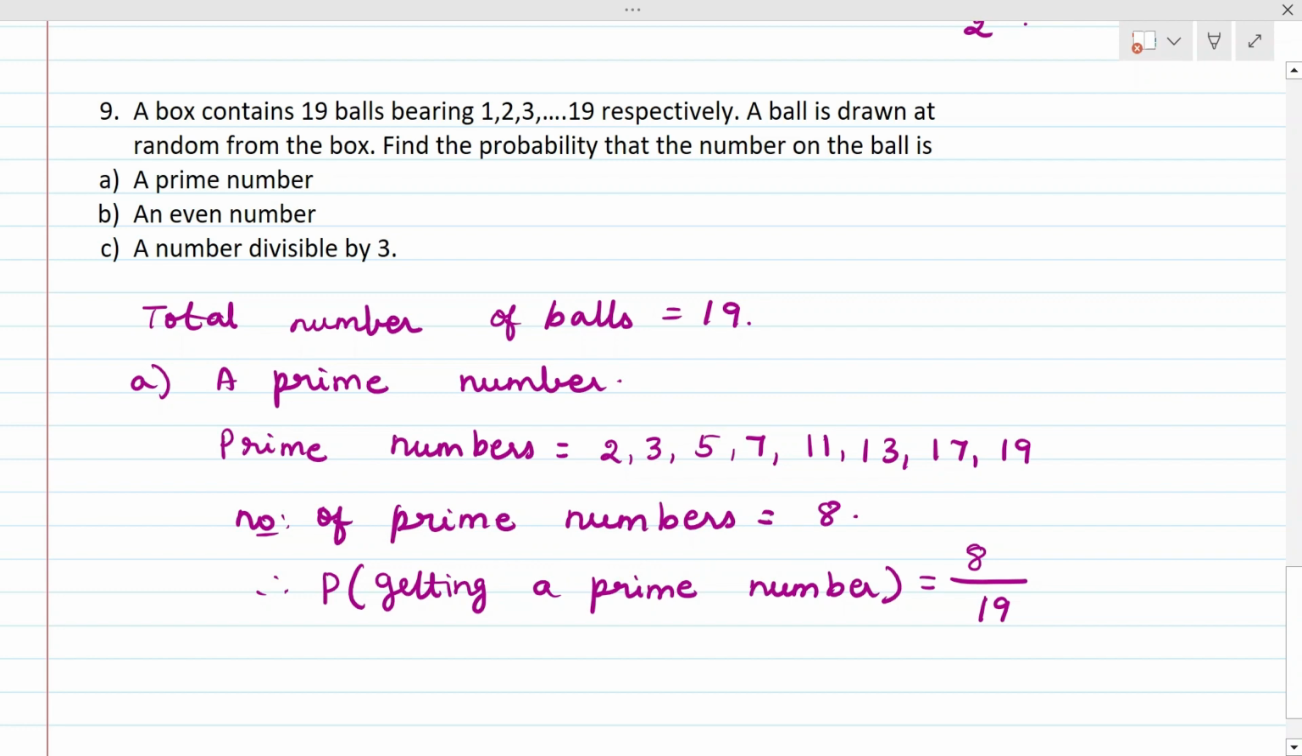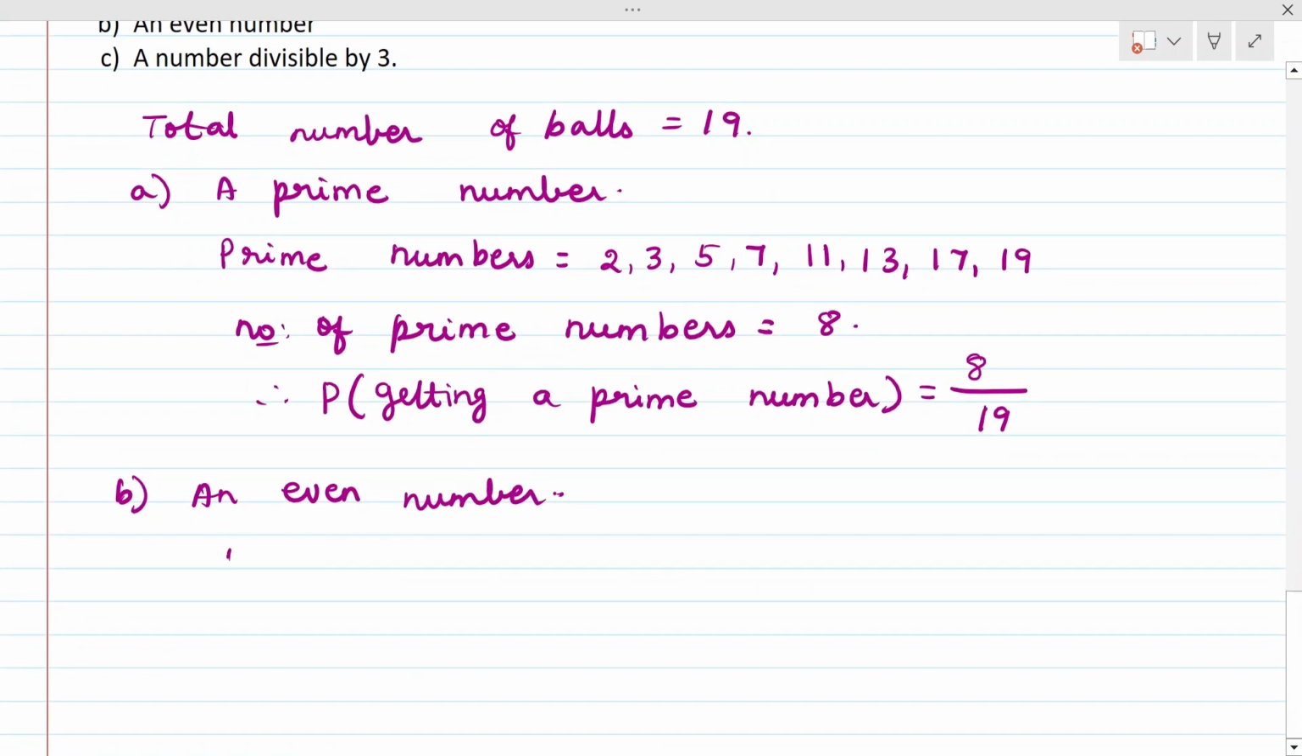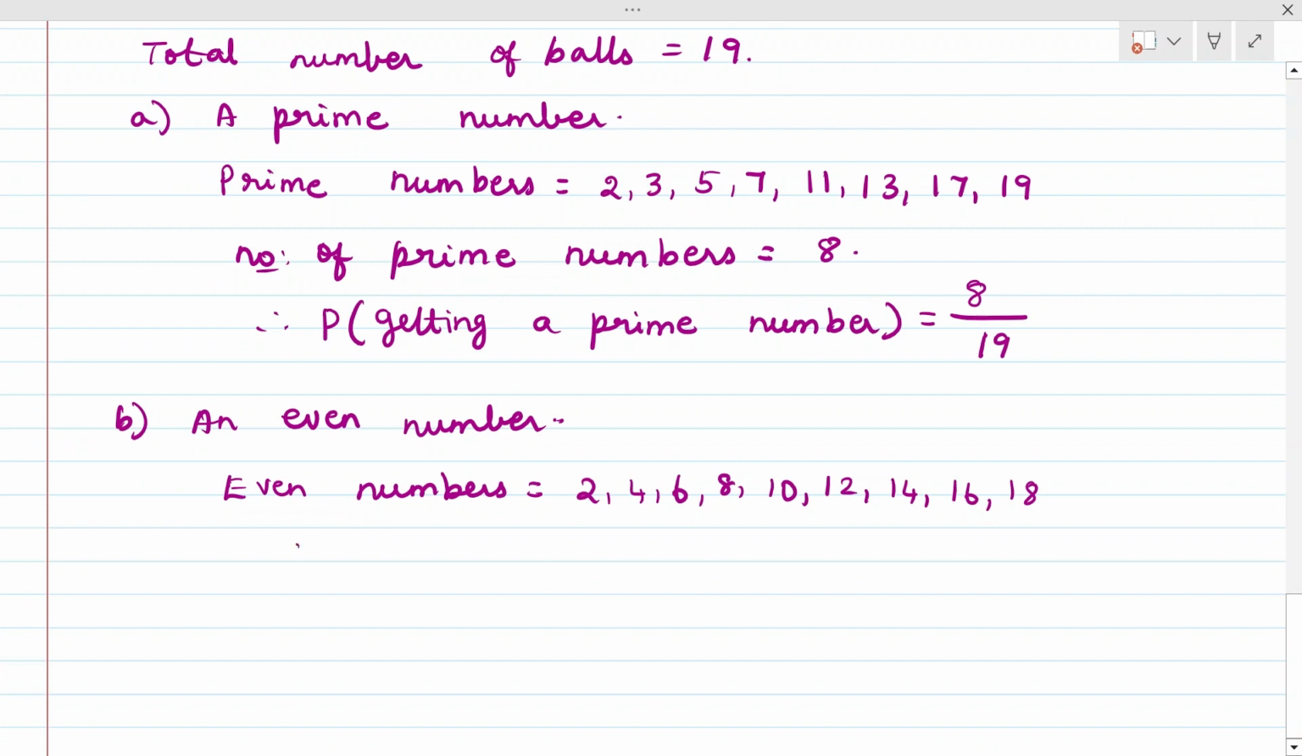We'll do the second one. Second one is an even number. Okay, now again I will write the even numbers possible. Even numbers possible are 2, 4, 6, 8, 10, 12, 14, 16 and 18. We have these many even numbers between 1 and 19. So how many numbers you have? Number of even numbers is equal to 9. Even numbers we have 9.